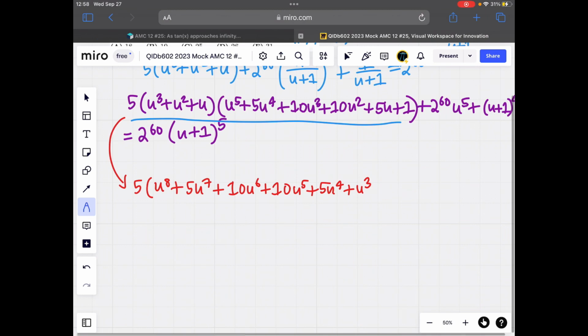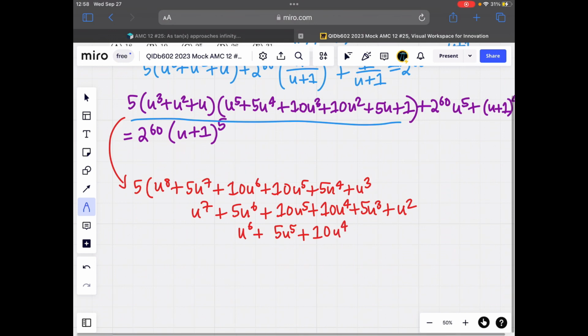And then all the terms times u squared, which is u to the 7th plus 5u to the 6th plus 10u to the 5th plus 10u to the 4th plus 5u cubed plus u squared. And then we have all the terms of u plus 1 to the 5th times u, which is u to the 6th plus 5u to the 5th plus 10u to the 4th plus 10u cubed plus 5u squared plus u.